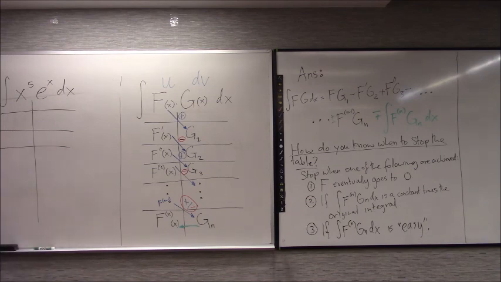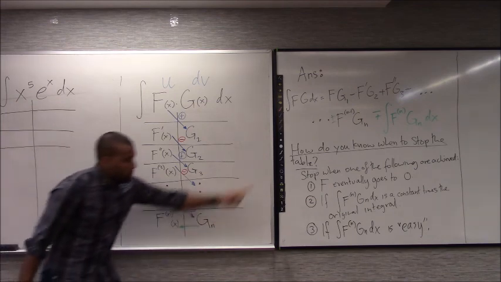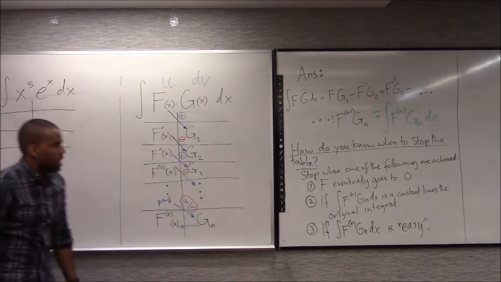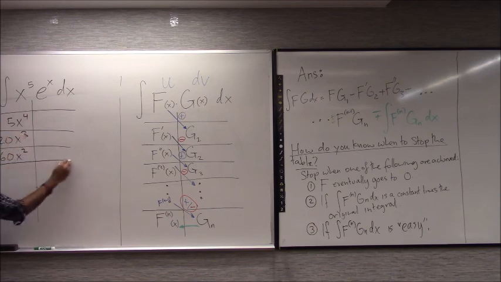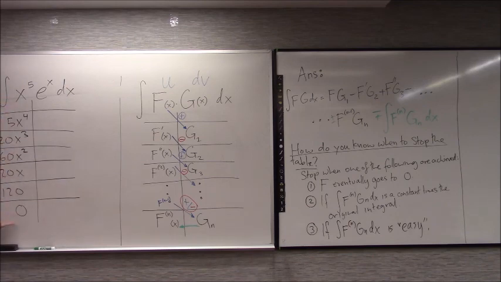The steps often depend on the f. Notice here, this is a polynomial. I know it'll eventually hit 0, so I'm just going to keep differentiating: 5x to the 4th, 20x cubed, 60x squared, 120x, 120, 0. So your f, upon repeated differentiation, eventually goes to 0. And at this point, you stop.